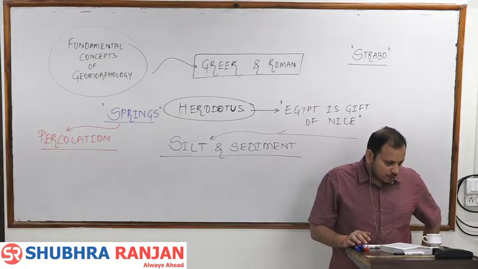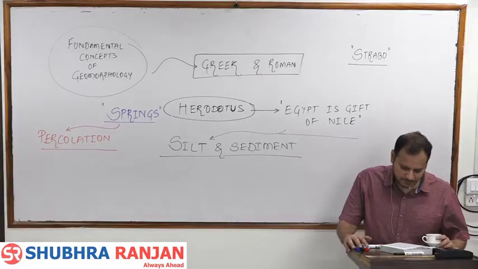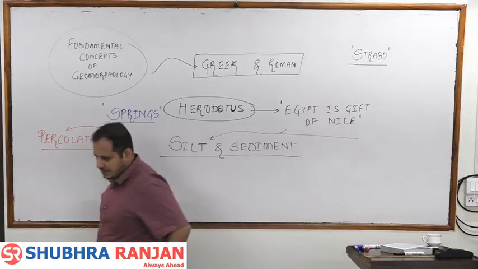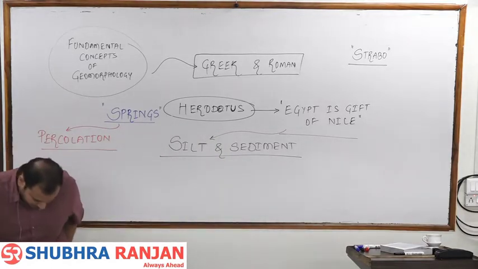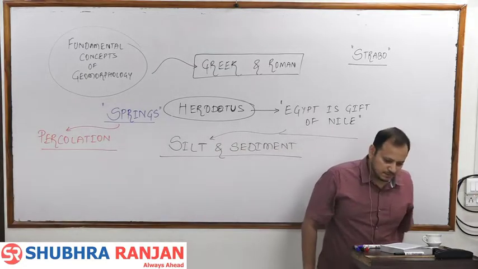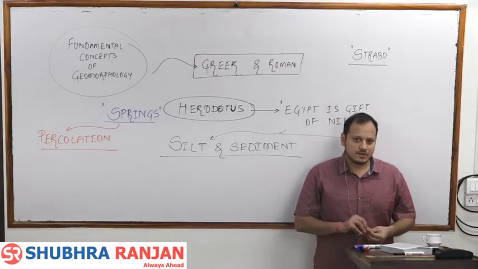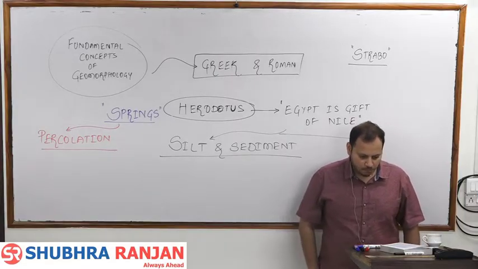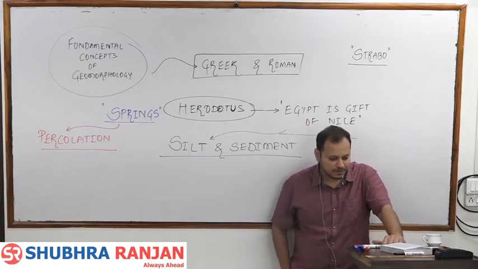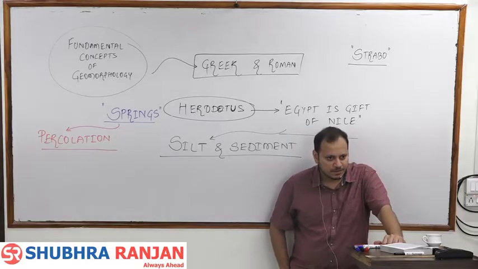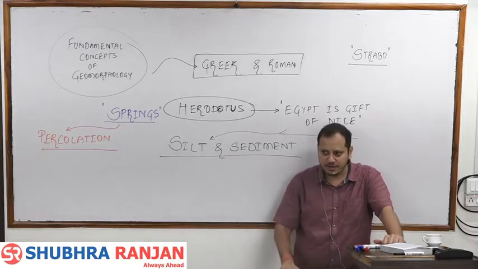noted the changes in the landforms, which was caused due to rise and fall in the sea level. Rise and the fall of the sea level. Meaning, what he is talking about? Submergence and emergence. Rise of the sea level and fall in the sea level.